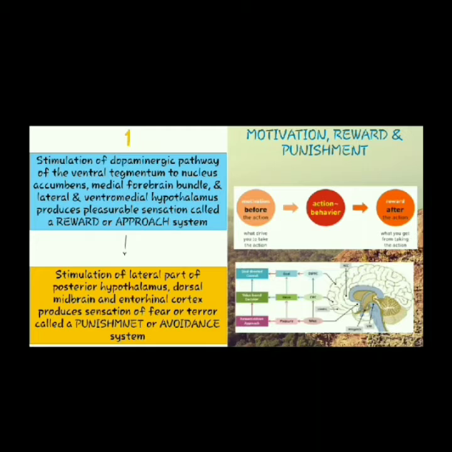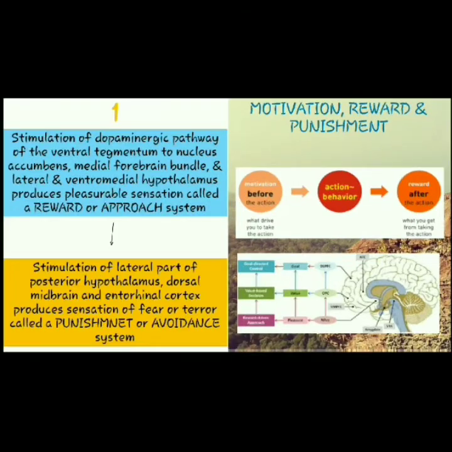Coming to the first one, your reward system. What happens in our brain? Yes, the dopaminergic pathway of the ventral tegmentum is stimulated to the nucleus accumbens, medial forebrain bundle, and the lateral and ventromedial hypothalamus. This in turn produces a pleasure sensation called the reward or approach system.